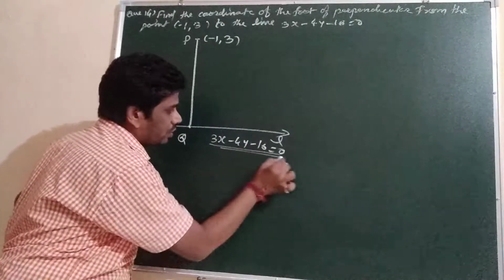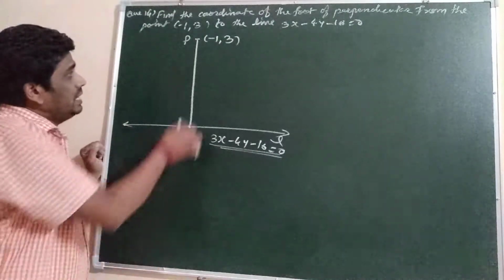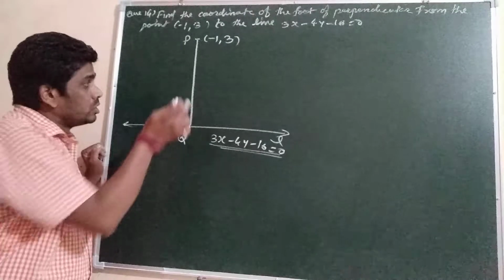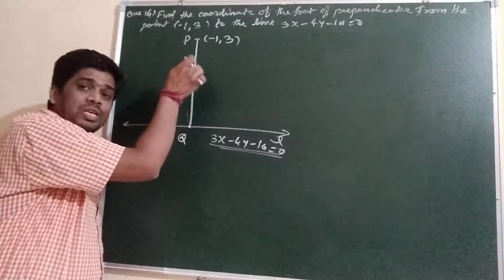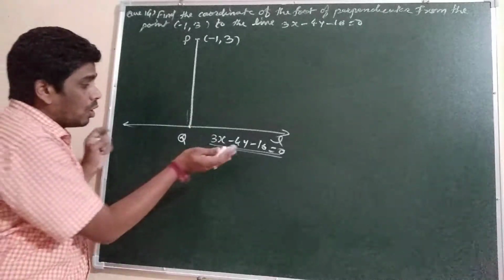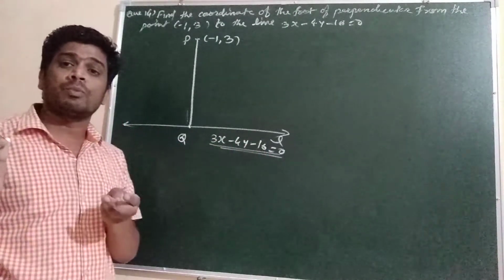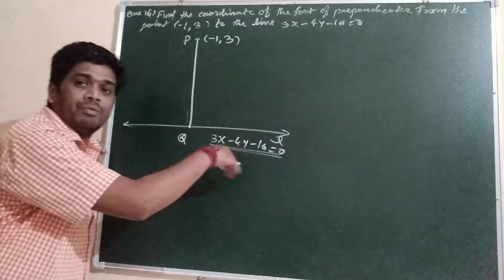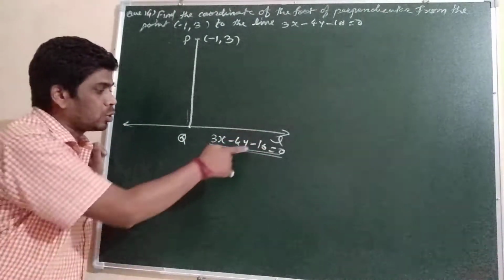So we know that this equation is given here and this PQ is perpendicular to the given line, which means the slope of this line and the slope of this line, their product will be -1. So first we will find the slope of the given line. Let us convert it into y equal to mx plus c, so we'll get m1.